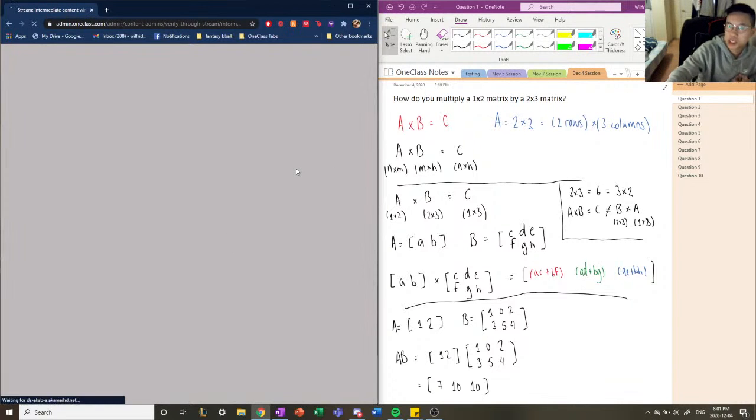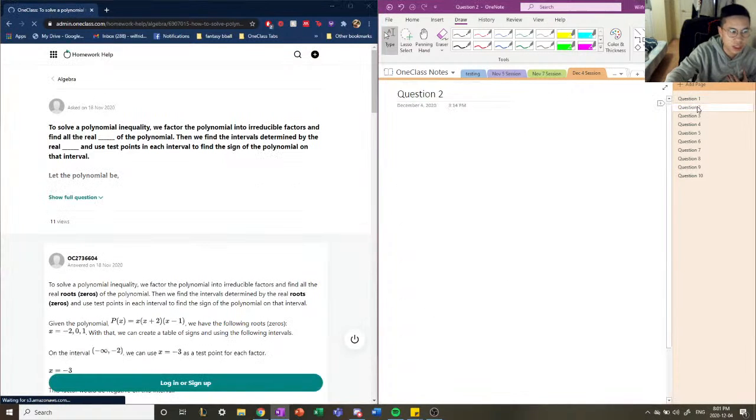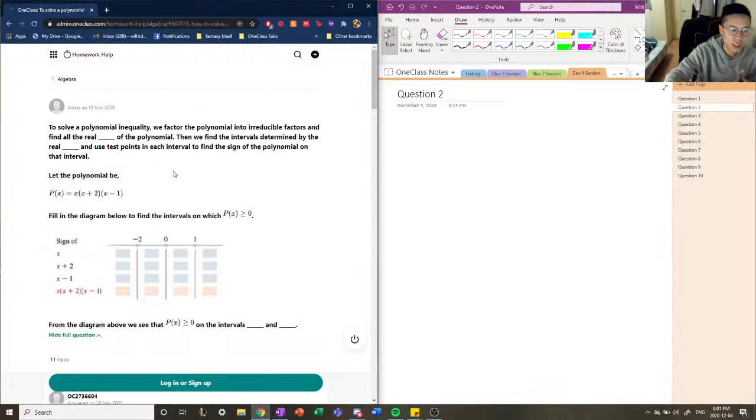All right, so the next question is kind of long here. It's a fill in the blank first, and then they give us an example to solve. The fill in the blank reads, to solve a polynomial inequality, we factor the polynomial into irreducible factors and find all the real blank of the polynomial. Then we find the intervals determined by the real blanks and use test points in each interval to find the sign of the polynomial on that interval.